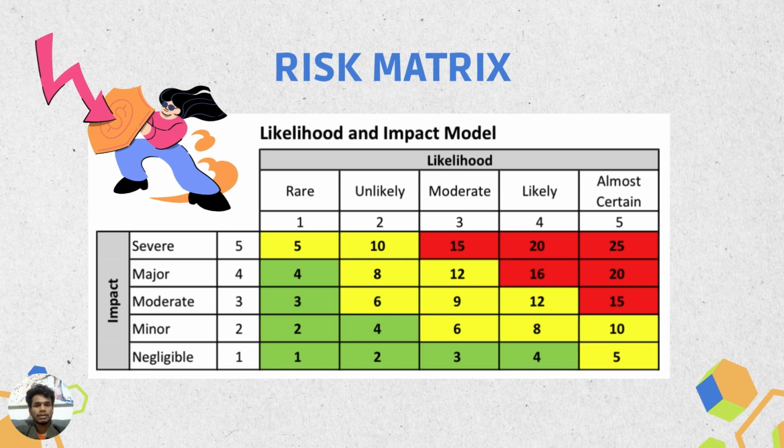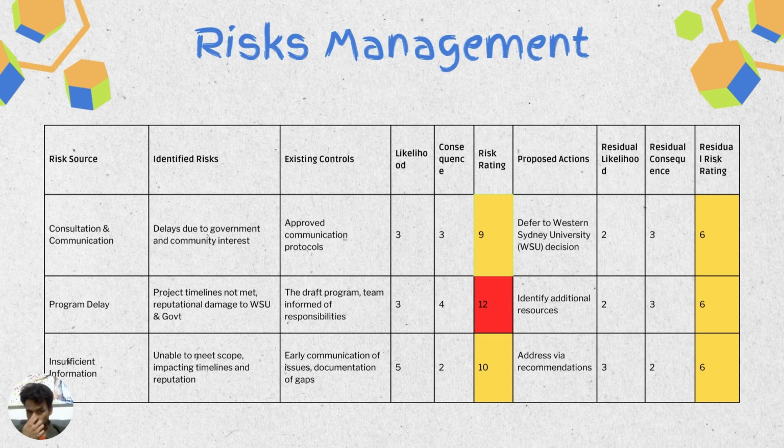One of the major risks we had was program delays, which could lead to reputational damage for both Western Sydney Airport and the government. By drafting a comprehensive program and ensuring that all the team members are aware of their responsibilities, we have reduced this risk rating from 12 to 6 by identifying additional resources that can be developed if needed.